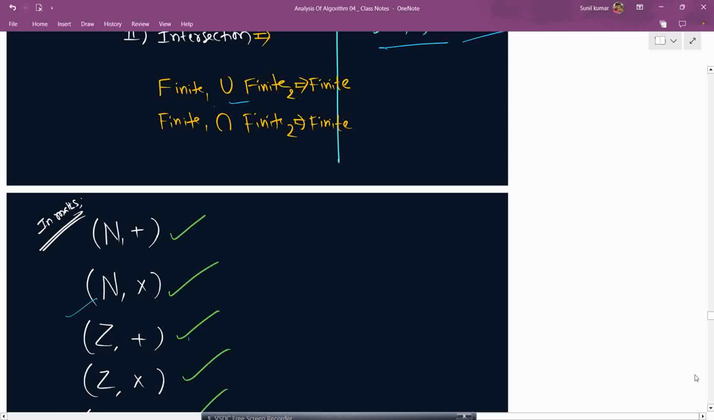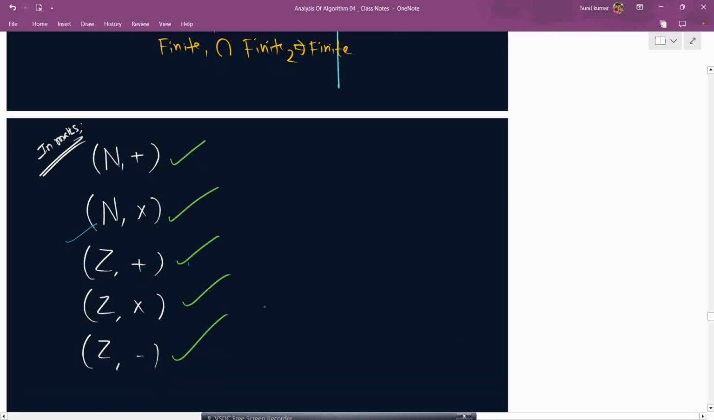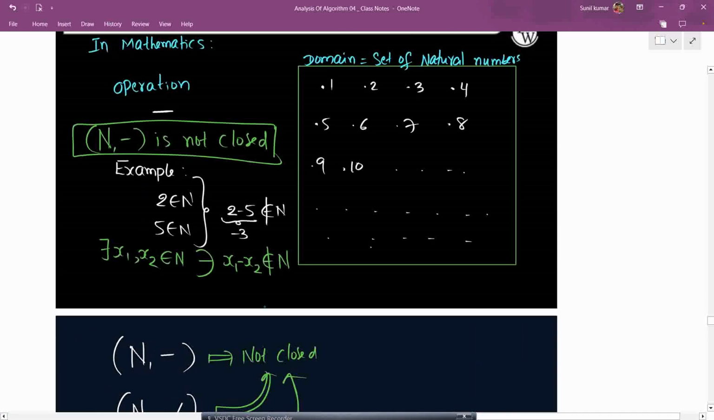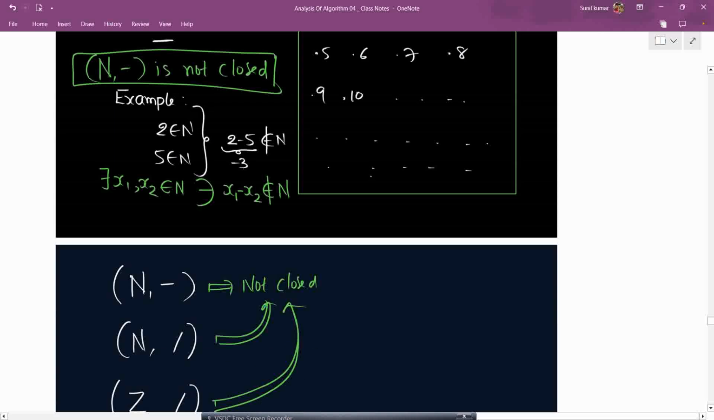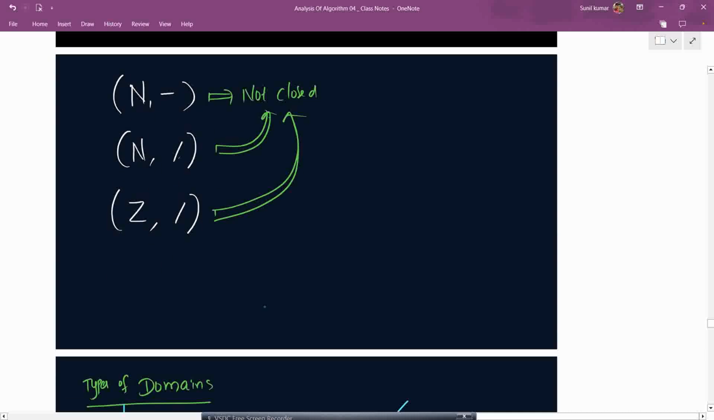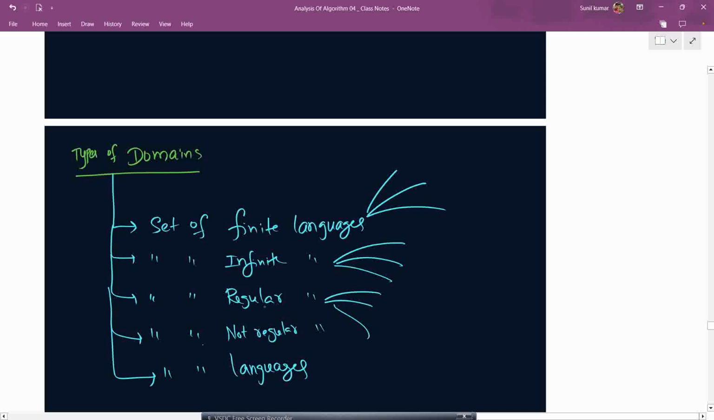In mathematics, the operation minus on N is not closed, because 2 minus 5 is equal to minus 3, which does not belong to natural numbers. So minus is not closed, and divide is also not closed. Types of domain: the set of finite languages, the set of infinite languages, the set of regular languages, the set of non-regular languages.